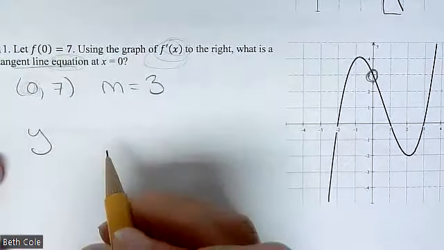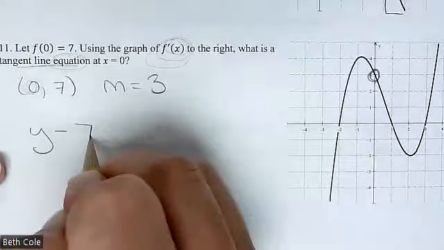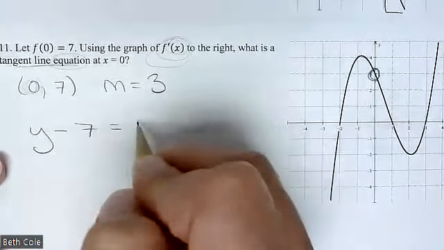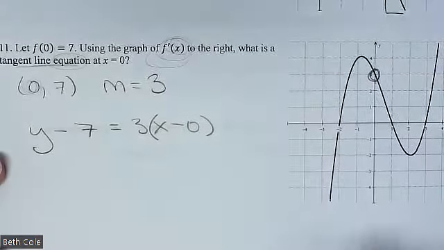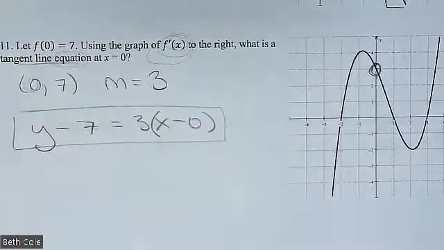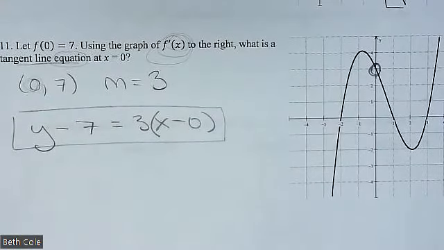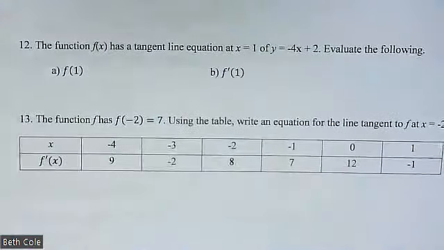And then you just put it all together. It would be y minus 7, good, equals 3 times (x minus 0). I would just go ahead and write that out. I know, but it's 0. I would just leave it. It's the format of the equation. I would just write the whole thing out. Yeah, well, it's not worth making a mistake. I feel like if you are always in the habit of writing the whole thing, you're less likely to make a mistake.